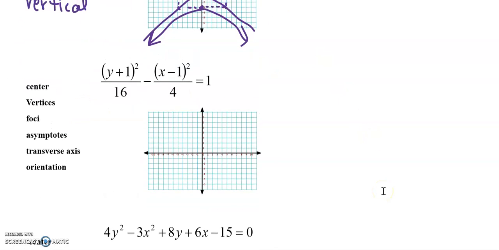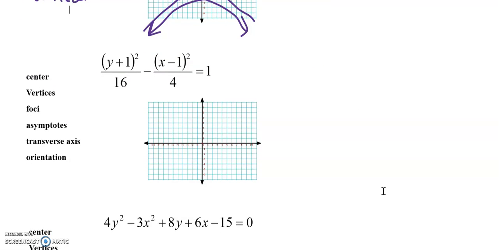Alright, so let's look at one with translation. So we do have a movement here. Our x is a 1 and our y is a negative 1. So our center is 1, negative 1. Alright, we don't have to worry about foci. Distance on the y-axis, square root of 16 is 4. So we're 1, 2, 3, 4 above, 1, 2, 3, 4 below. And along the x, we are 2 and 2.